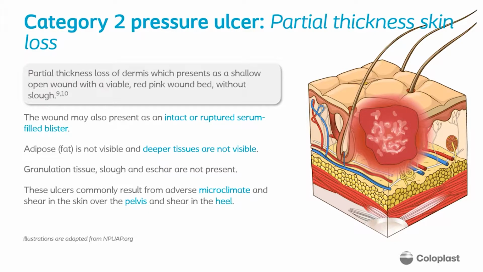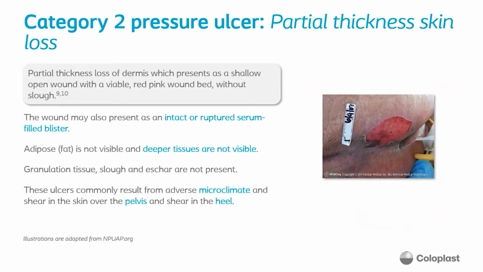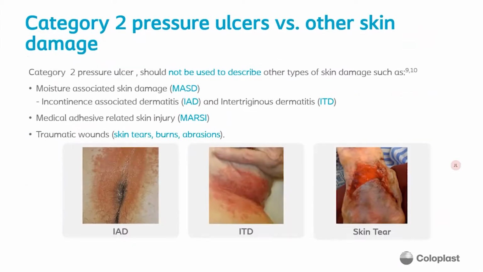So I'll show you another image here of that superficial skin loss, that typical category 2, and you can see that there's no real depth to this wound, but just that top layer of skin lost, and that would be typical of a category 2 pressure ulcer.